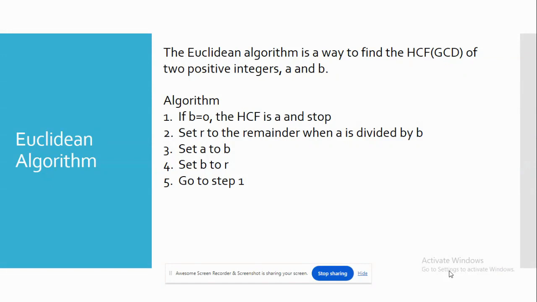Otherwise, we set R to be the remainder when a is divided by b. We set a to b, we set b to R, and we go to step 1.